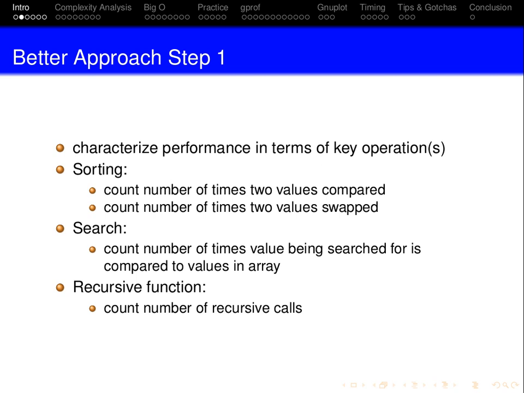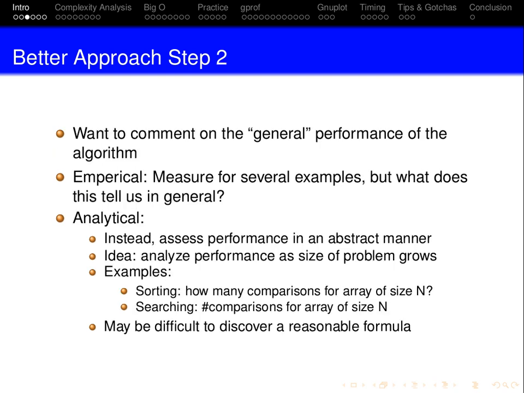So a better approach is to think of it theoretically. Think of it as a characteristic of the key operations. For example, sorting: you really want to know how many times two values are compared and swapped, because those are the two main operations inside of sorting. Search: count the number of times they're being compared, because that's what's inside of search. Recursive functions, in general, you want to count the number of recursive calls. So a better analysis is to look at what the key operation is and then do analysis of those.